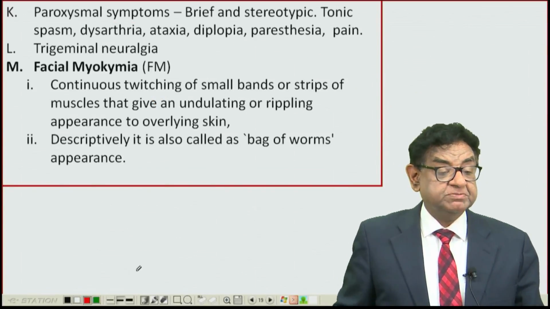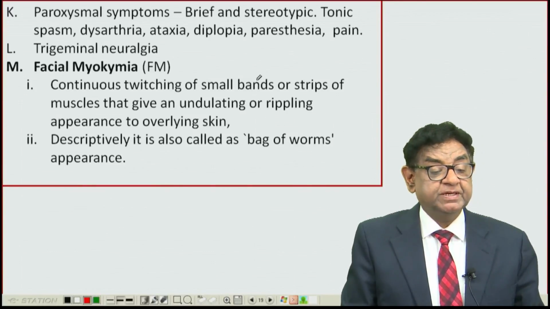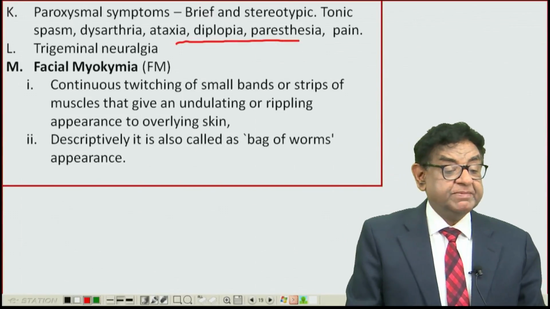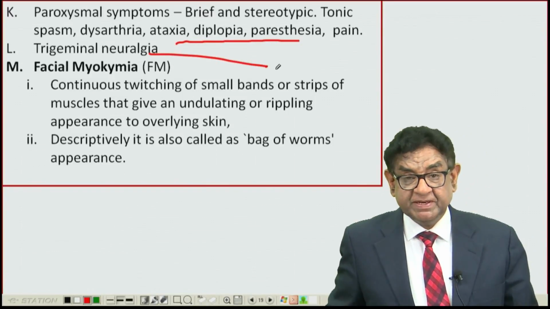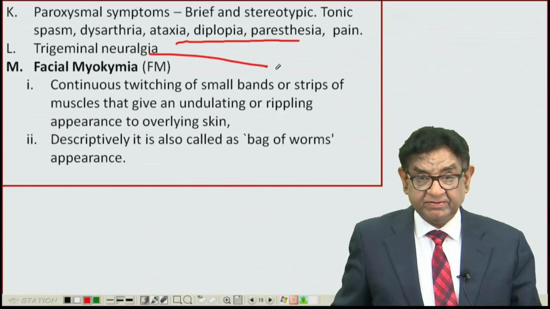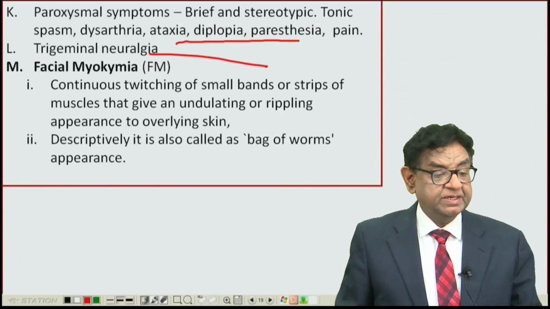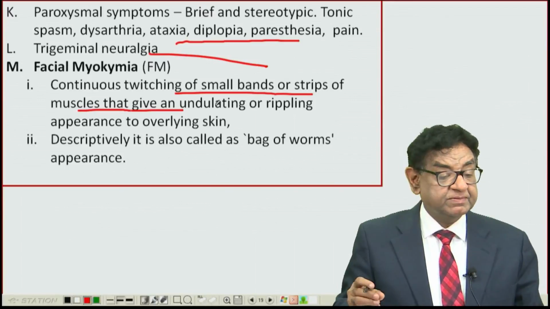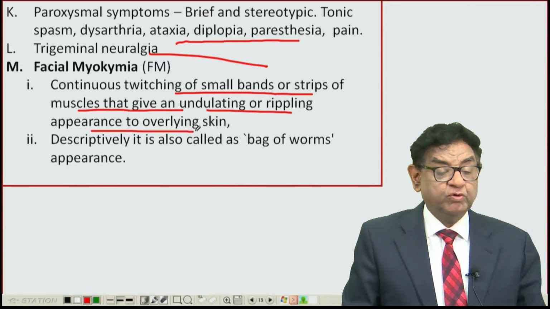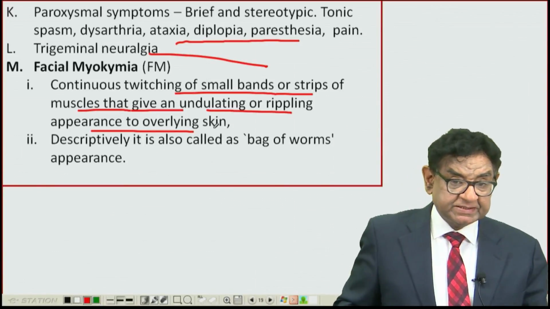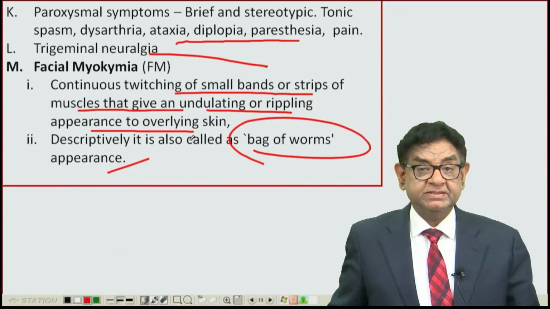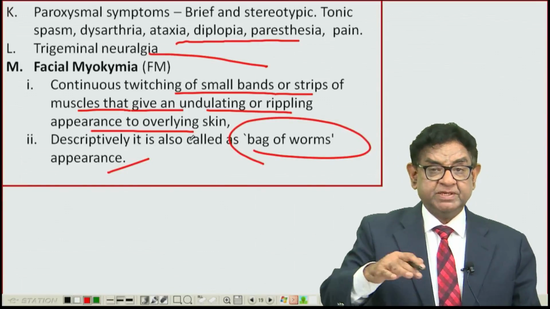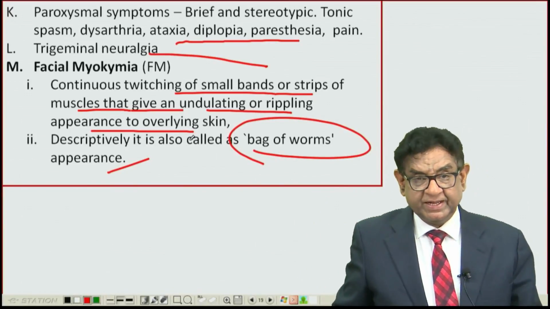Now, there are certain paroxysmal symptoms, brief and stereotypic: tonic spasm, dysarthria, ataxia, diplopia, paresthesias. Trigeminal neuralgia is a feature where there is intense pain in the distribution of the trigeminal nerve, especially the mandibular and maxillary divisions. Facial myokymia is continuous twitching of a small band or strip of muscle that gives an undulating or rippling appearance on the overlying muscle. Typically they say a bag of worms appearance, because of twitching of these, wave patterns are made in the skin as if worms are moving and creating a movement like worms.